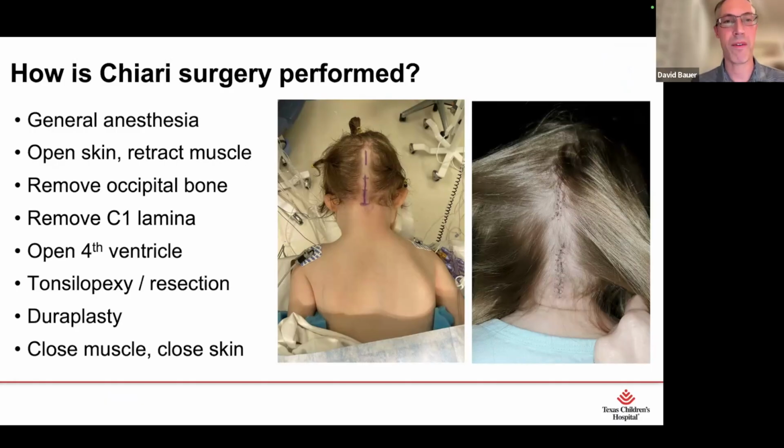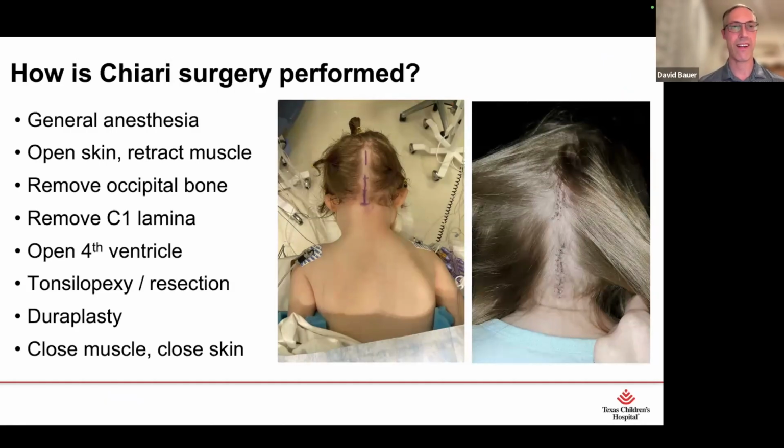So, what does Chiari surgery mean? Chiari surgery means different things to different surgeons, and this is important to know. Different surgeons do Chiari surgery in different ways. There are similarities among all of the things that we do, but there are differences, and I've actually studied those differences. But in general, for Chiari surgery, you're under anesthesia, so called general anesthesia.